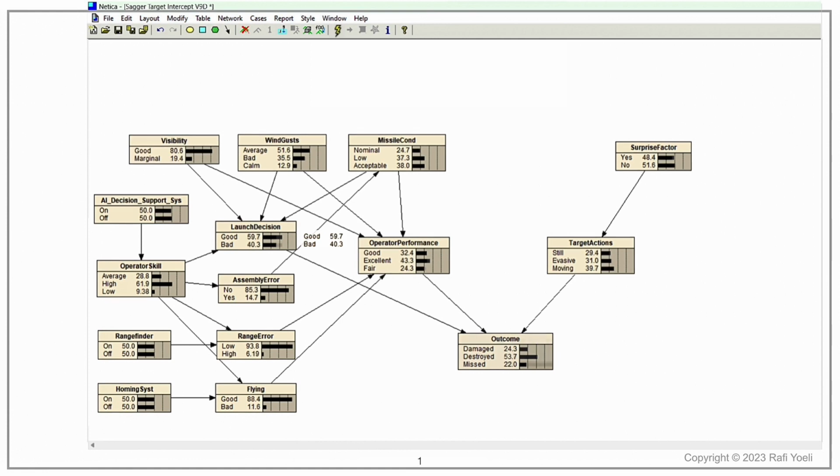A click on the state named missed on the outcome node means we have enforced a 100% target miss. Then, a quick look at the network shows: 1. A drop in the perceived operator's performance node, and 2. A very significant change in the launch decision node, where the probability that it was a bad decision went up to 59.2%. This is relative to the 40.3% we had before we knew that it was a miss.